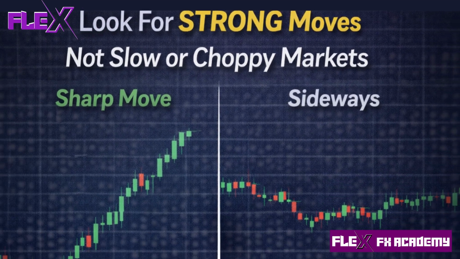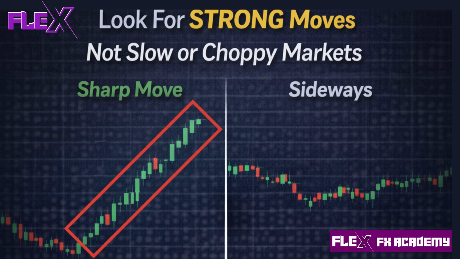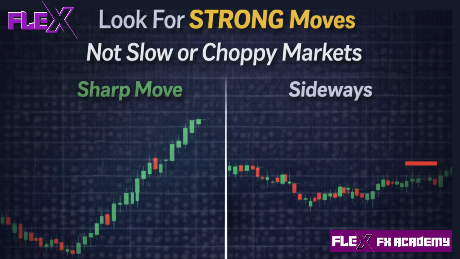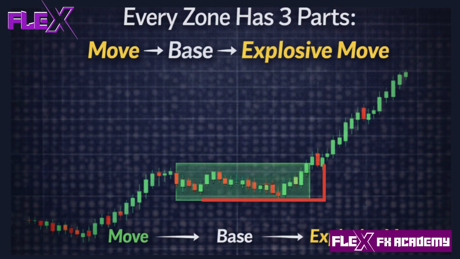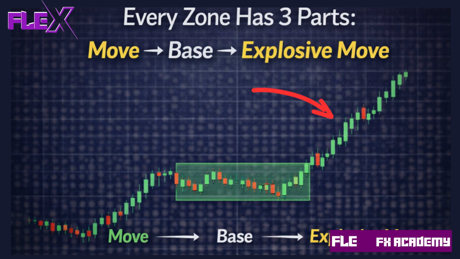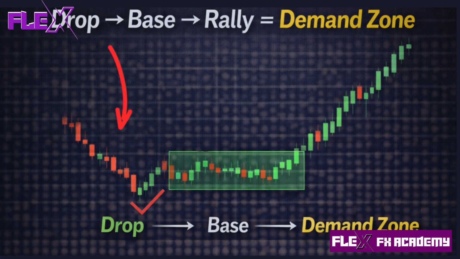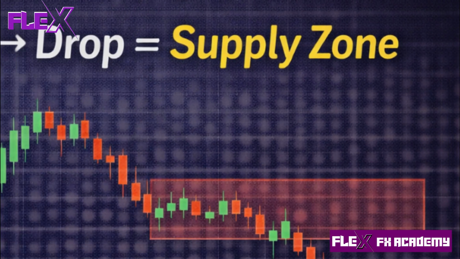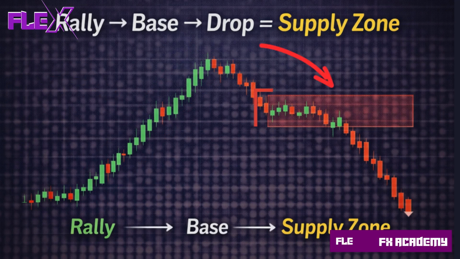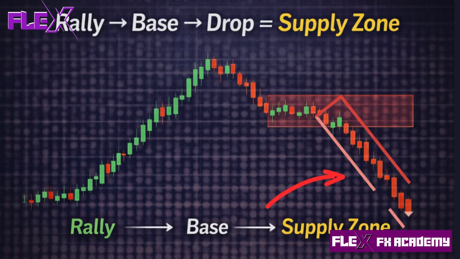On the chart, what you want to look for is a strong move in the market. You are not looking for a slow movement or choppy price. You are looking for a sharp move, something aggressive. Now, before that strong move happens, you often see a small area where price pauses or consolidates. That small area is what we call the base. So you have three parts: the move, the base, and the explosive move. For a demand zone, price will drop, create a base, and then rally strongly. For a supply zone, price will rise, create a base, and then drop aggressively.